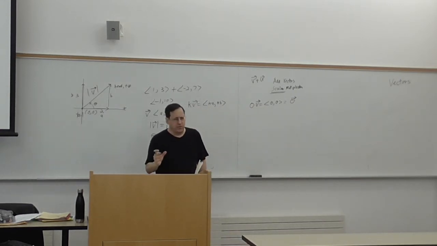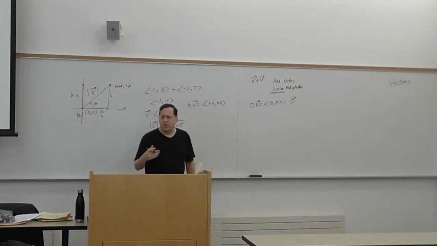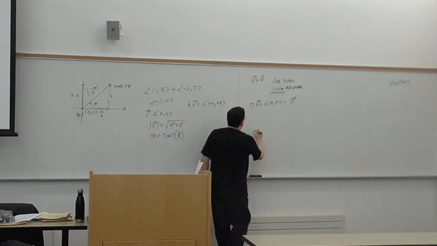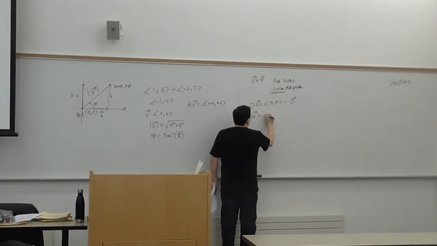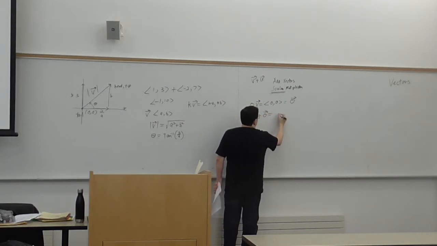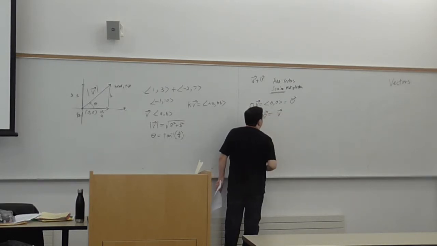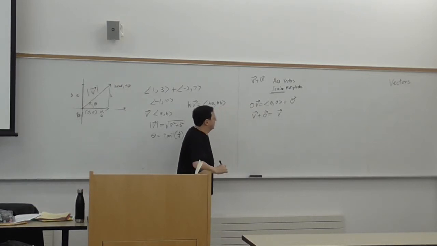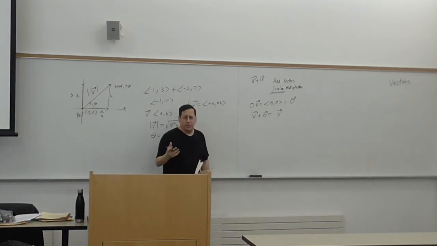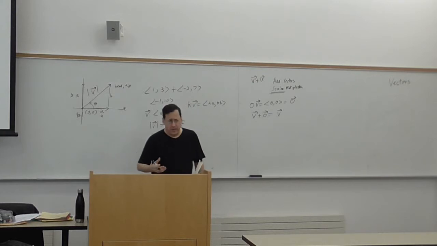The 0 vector is a strange animal. It does some of the things you'd expect. If you add the 0 vector to another vector, you just get that vector back. But the 0 vector has no magnitude. So you ask, well, what's its direction?